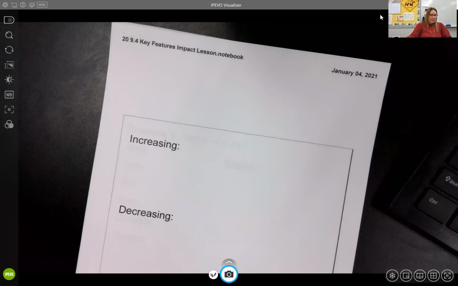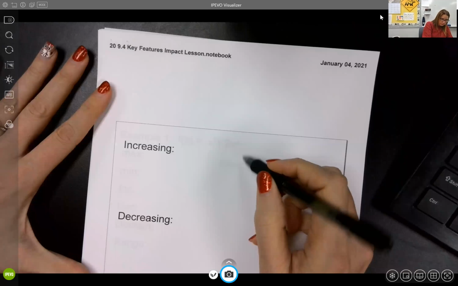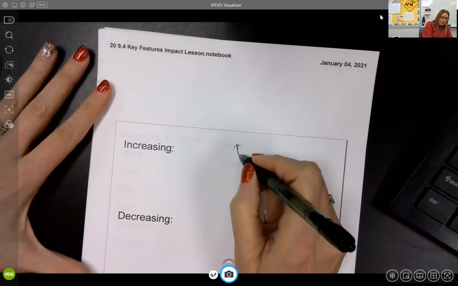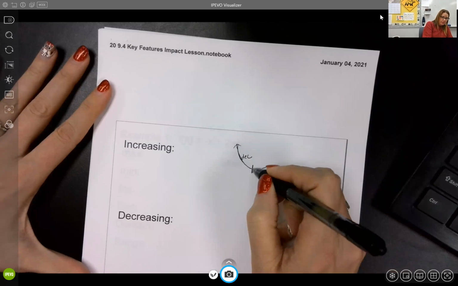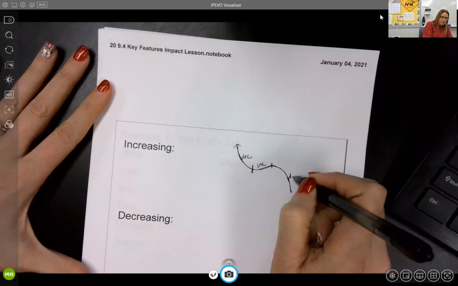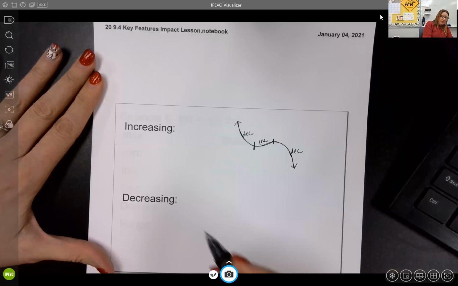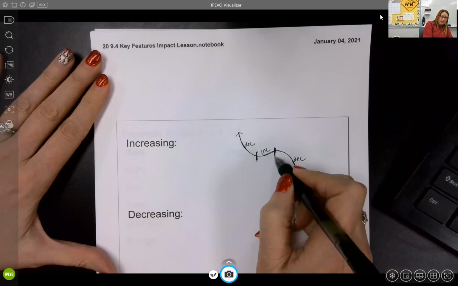Okay, and then we've got increasing and decreasing. So if I'm looking at a graph that looks like this, it's going down first. So that's decreasing, and then it goes up, and then it goes back down. Okay. So when you do increasing or decreasing, increasing is, these are x values.